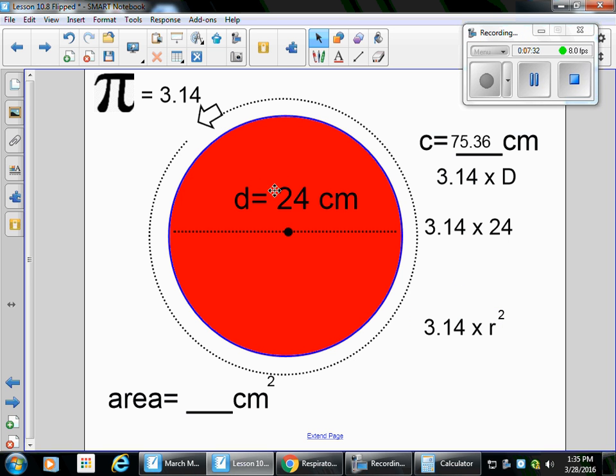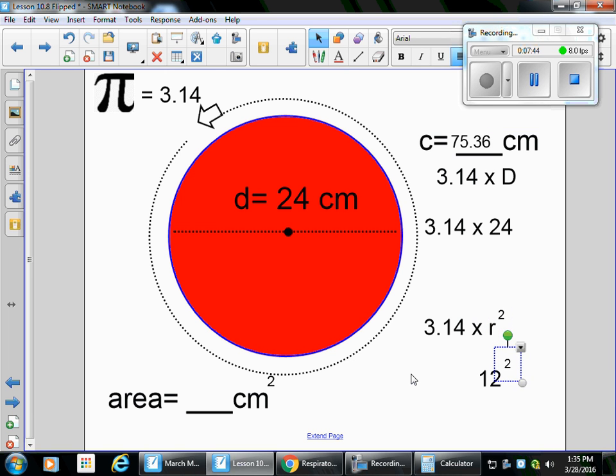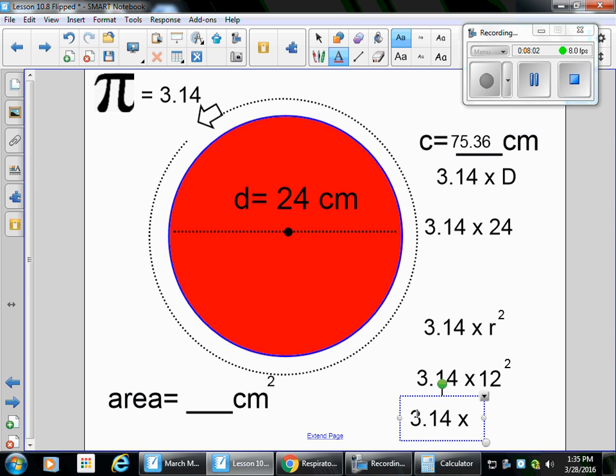Okay, I'm going to write out the problem. So if my diameter is 24, half of my diameter would be 12. Twelve to the second power. It's 3.14 times 12 to the second power. So the two-step problem, what I'm trying to say is, I'm going to go 3.14 times 12 times 12 is 144. So that's the first step. I want to find out what the radius squared is.